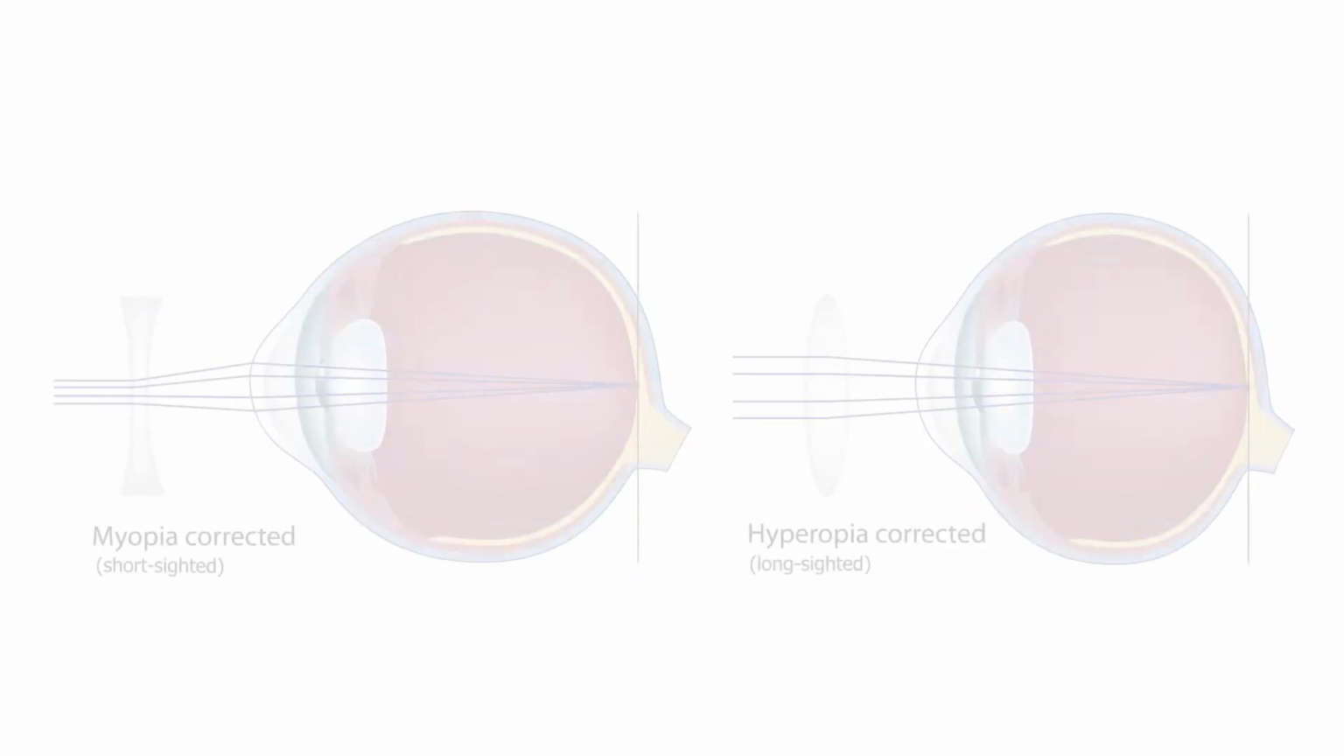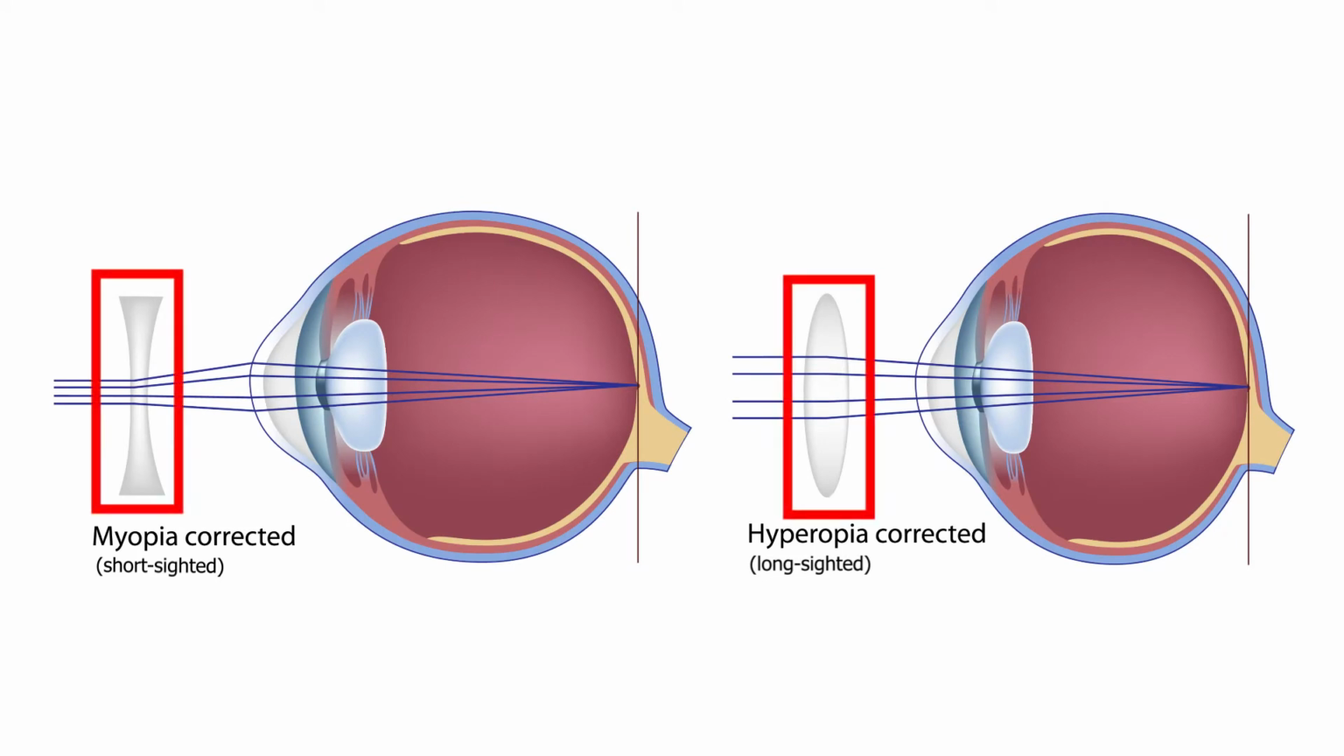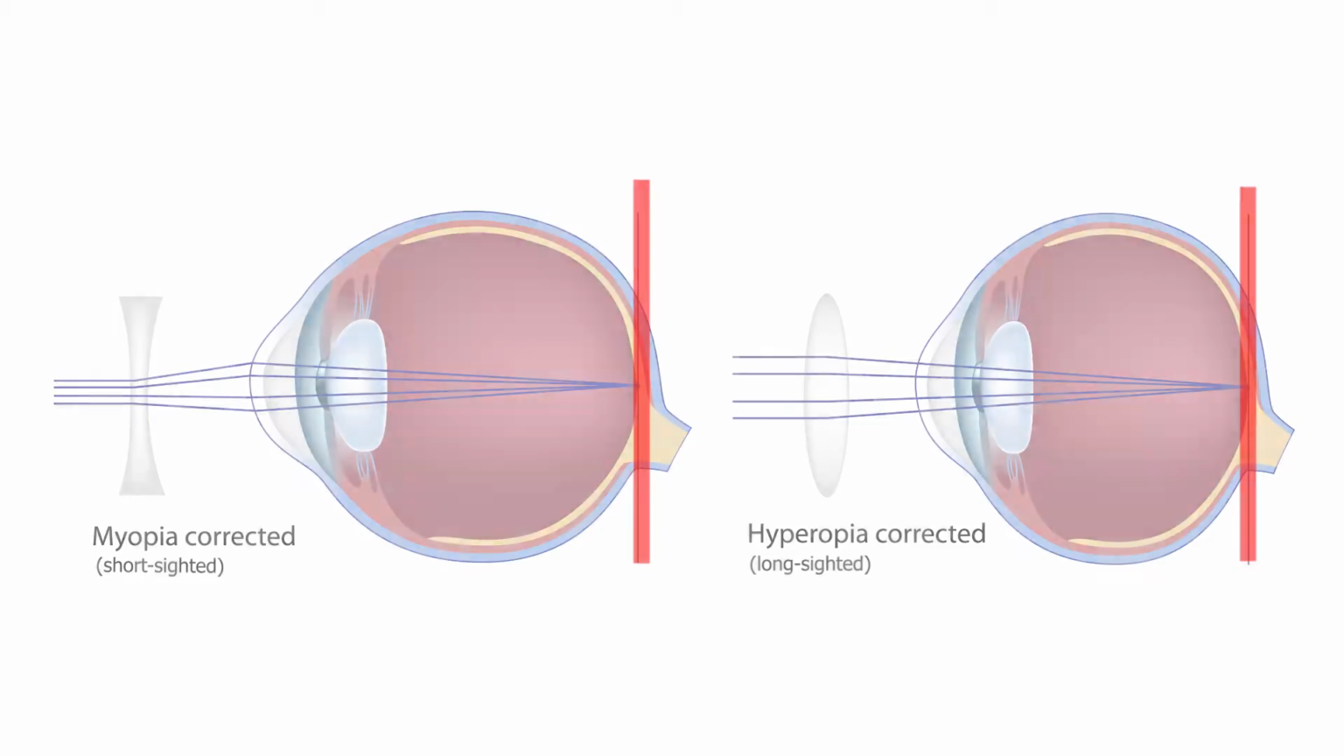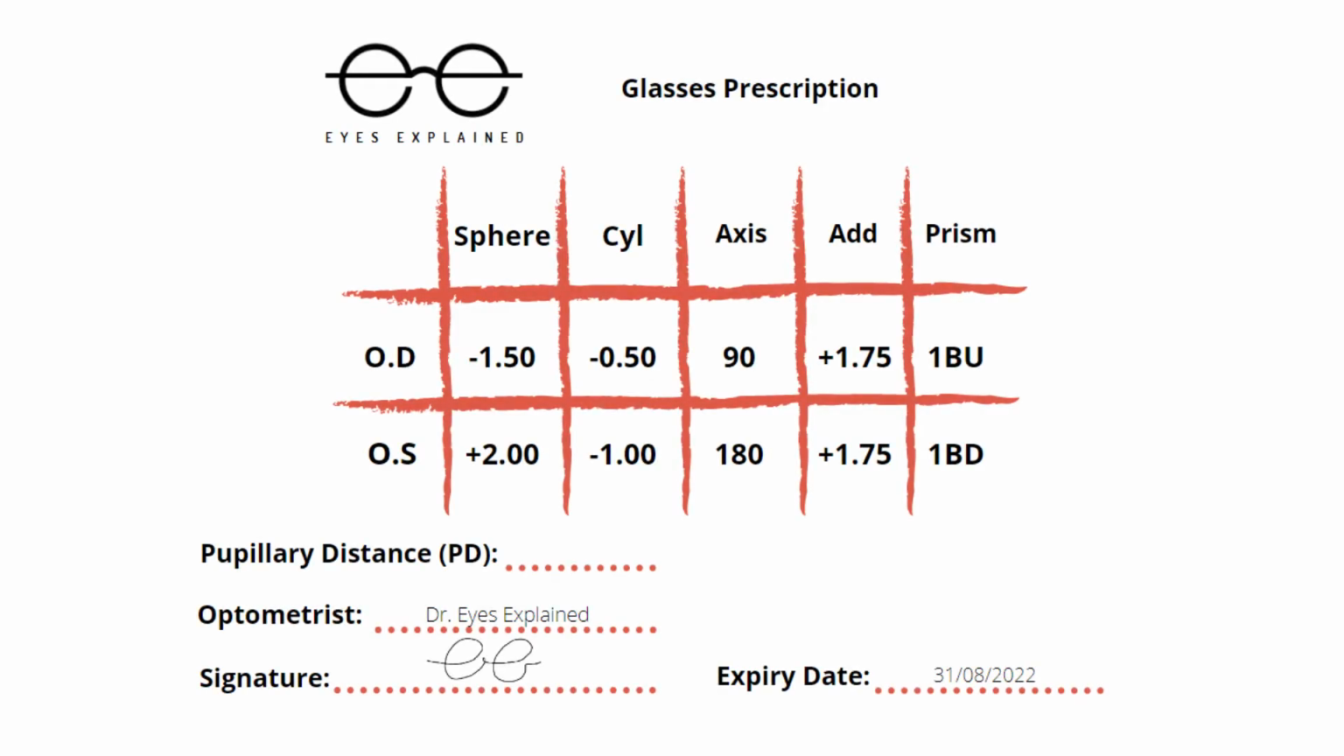When things are out of focus, we require glasses to help redirect the light to focus at the retina to achieve clear vision. A glasses prescription tells us exactly what power lens is required to do that. And there are three main conditions that cause this poorer focusing of light: short-sightedness, long-sightedness, and astigmatism. So a typical glasses prescription looks something like this.